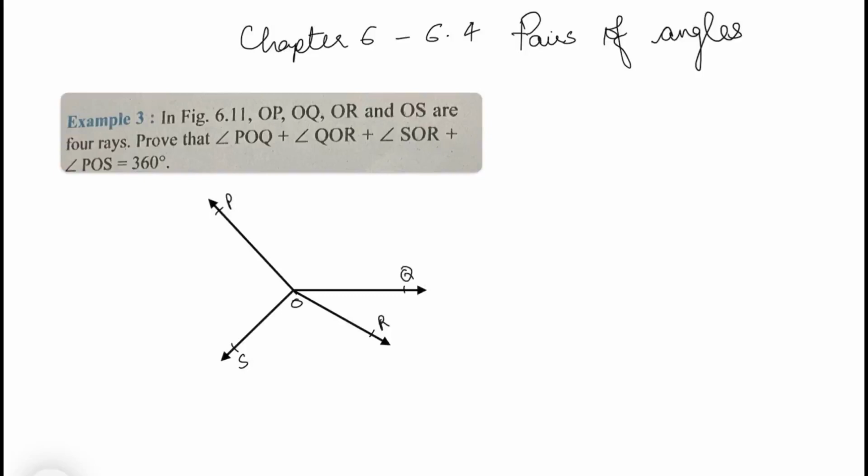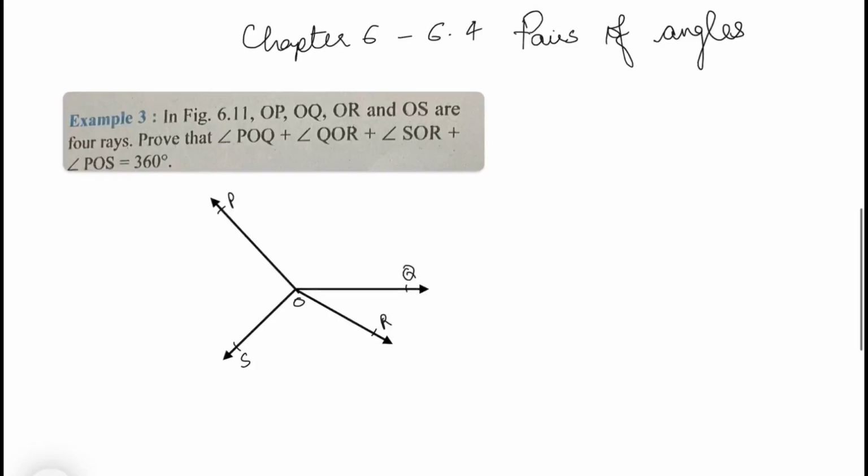Now let's look at example 3 of pairs of angles. So in the figure you have 4 rays OP, OR, OQ and OS, and what it is asking you to do is prove that the 4 angles sum up to 360 degrees. So angle POQ, angle QOR, angle SOR and angle POS.